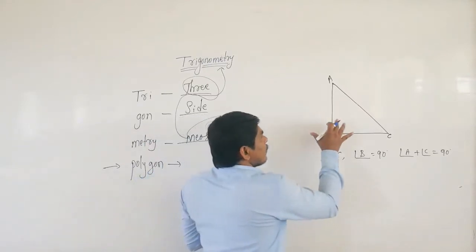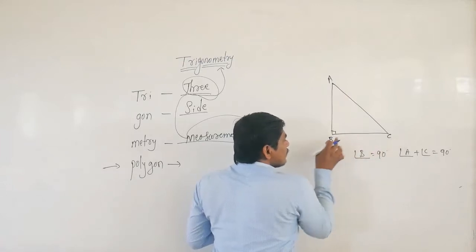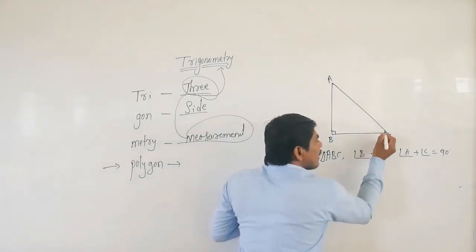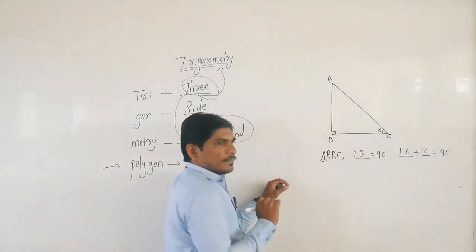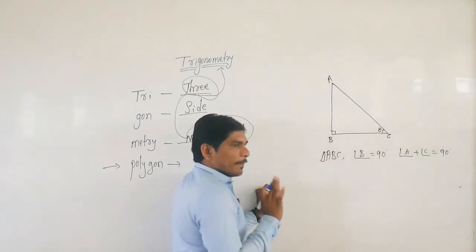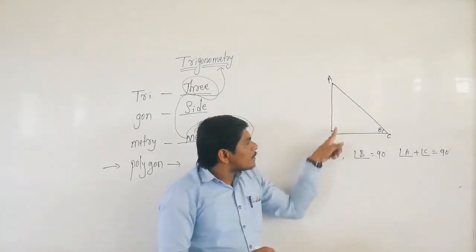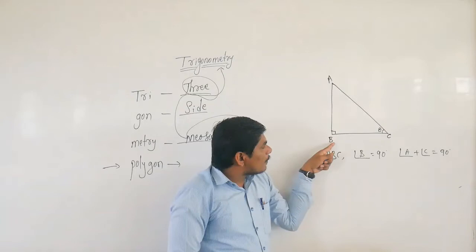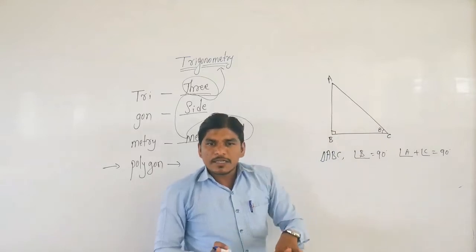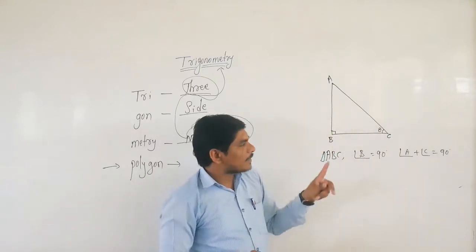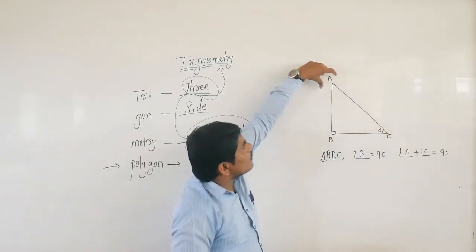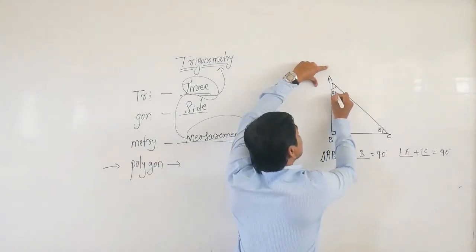Now in a triangle only one right angle is formed. That's why in particular, in triangle ABC, angle B is equal to 90 degrees. In this figure we consider angle C as theta. This is the angle measurement sign. Theta is an acute angle, because angle B is 90 degrees, and angle A and angle C are both acute angles because both are less than 90 degrees. That's why we consider angle C equal to theta. Now angle A is 90 minus theta.